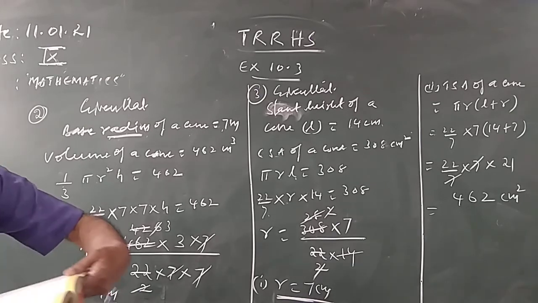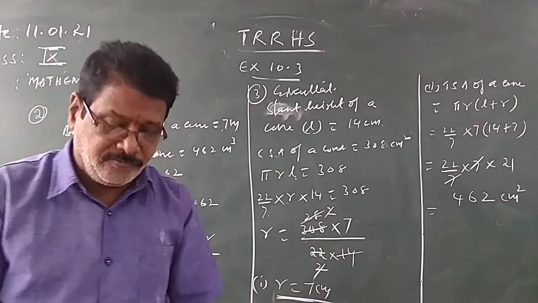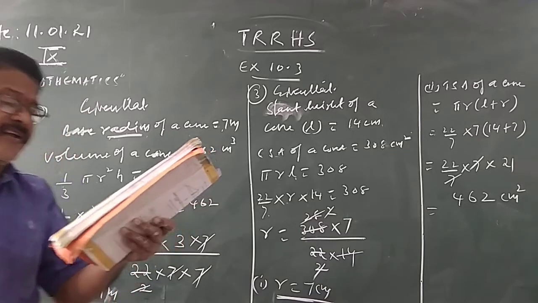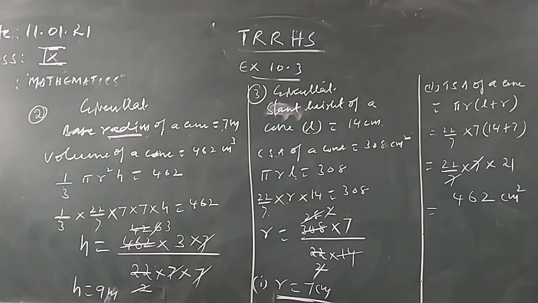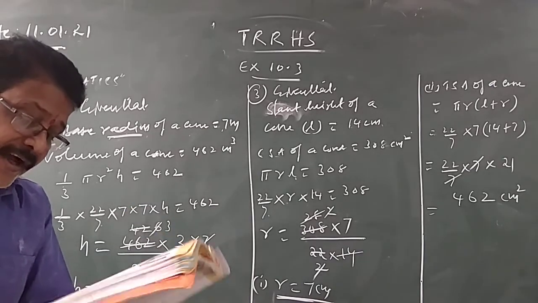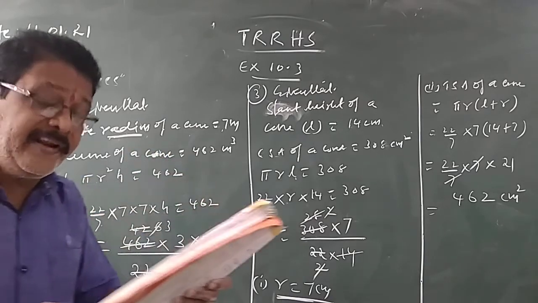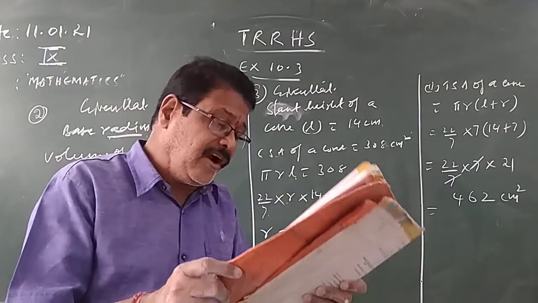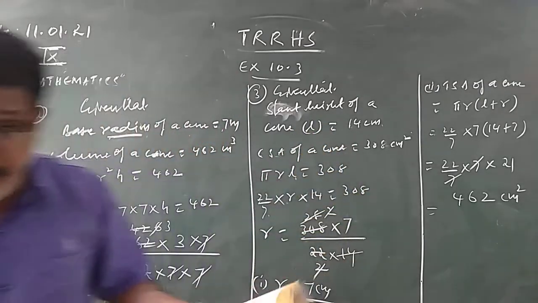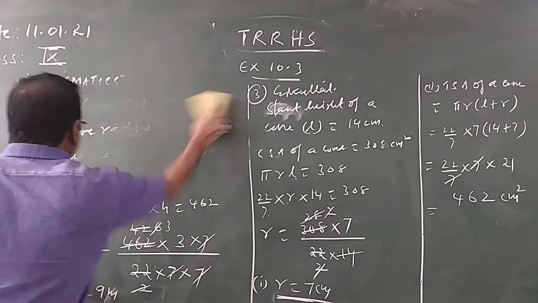Now I go for the fourth problem. I hope you clearly understood the second and third problem. The cost of painting the total surface area of a cone at 25 paisa per square centimeter is 176 rupees. Find the volume of the cone if its slant height is 25 centimeters.